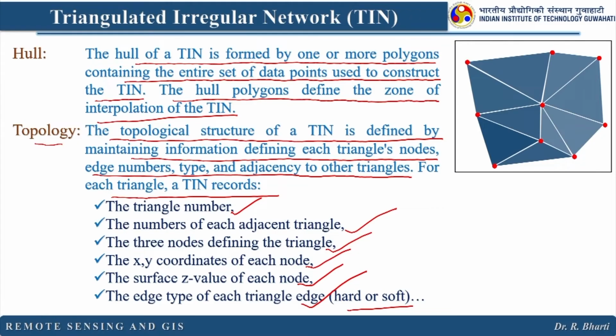Topology basically keeps a record of all the associated boundaries or points or surfaces to define the location position of a particular point.